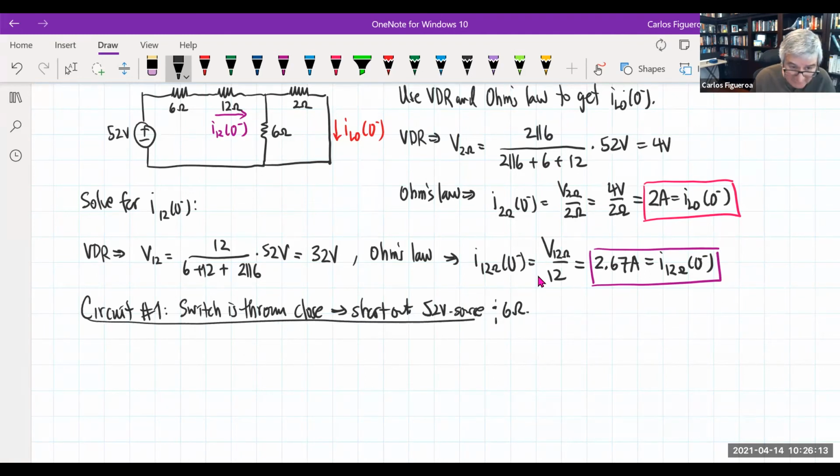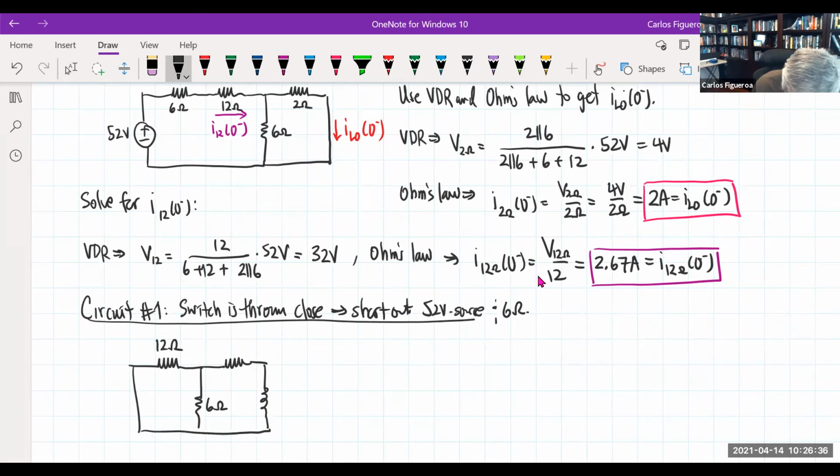So what actually happens? Well, my circuit looks like this. So I have a resistor like this. That's the 12 ohm. Then I have my 6. And then I have my 2. And then I have my inductor. Okay, that's my circuit right there.